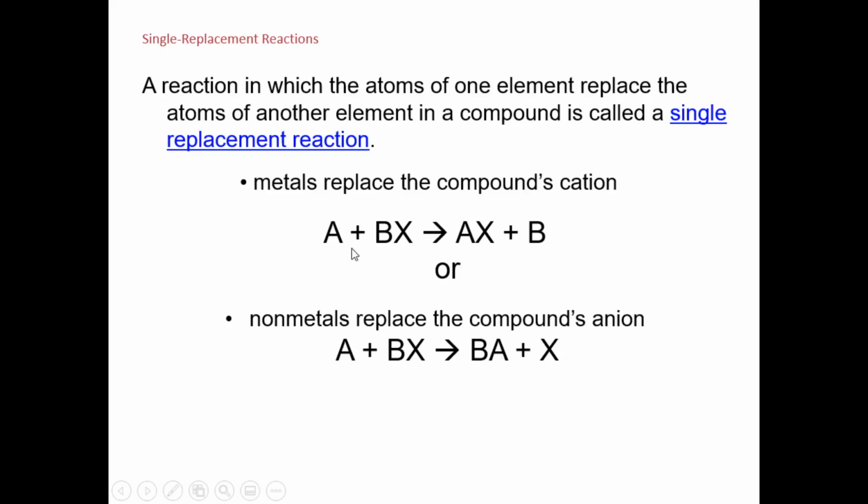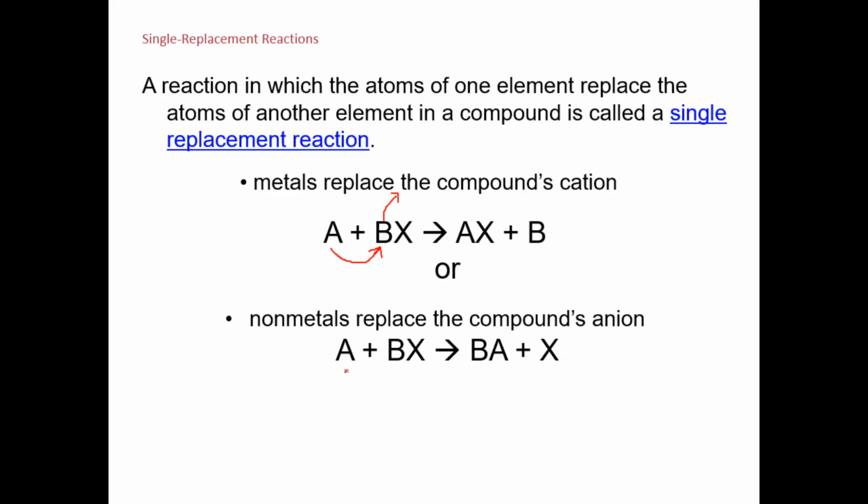We have A coming in to replace B. Okay, A is replacing B, and then B goes off by itself. So X was with B, but now A comes in and replaces B, and now X is with A. So what did the replacing? A replaced B, so A did the replacing. If A was a metal, it's going to replace B.